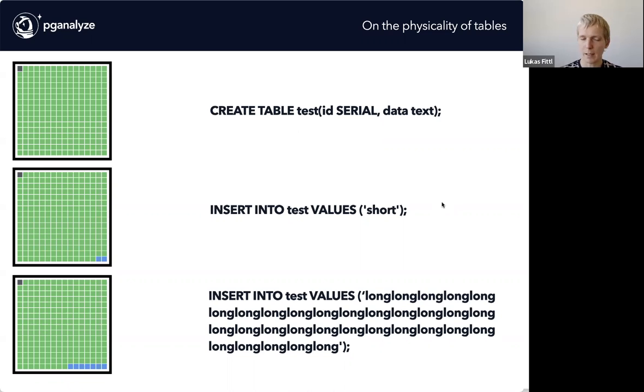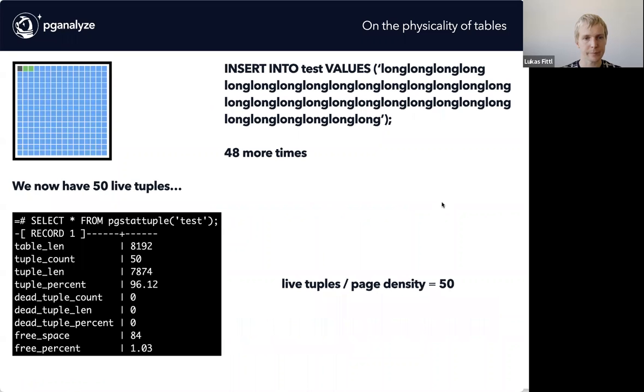And there's a subtle point I want to make here, which is if you have large values, right, that does impact how things like vacuum work, how bloat works, how when you look at the density of pages, all that stuff really depends on the shape of your data and how many columns you have and how long your values are. Now, we keep doing this, right? And we keep doing this 48 times. And what we then get is 50 live tuples. And you can see here, so blue again are the actual live rows. And so you can see that this one page of 8 kilobytes is pretty packed by now.